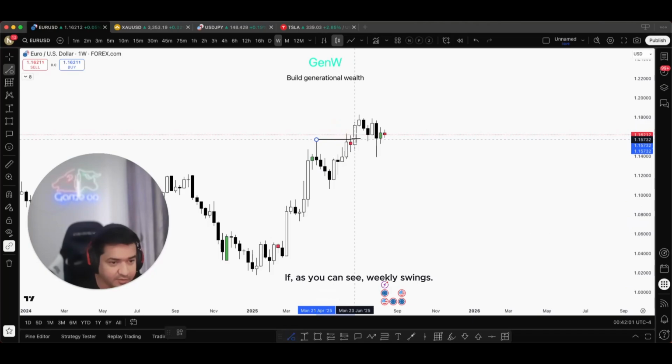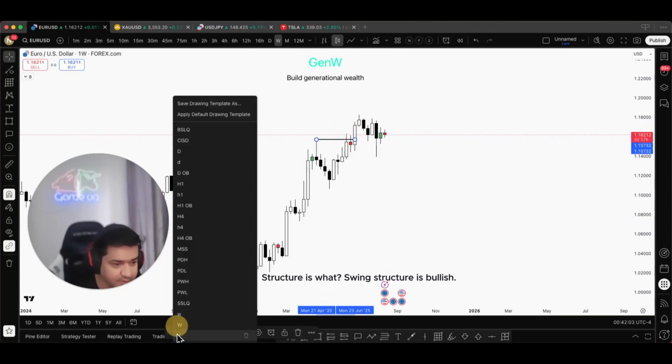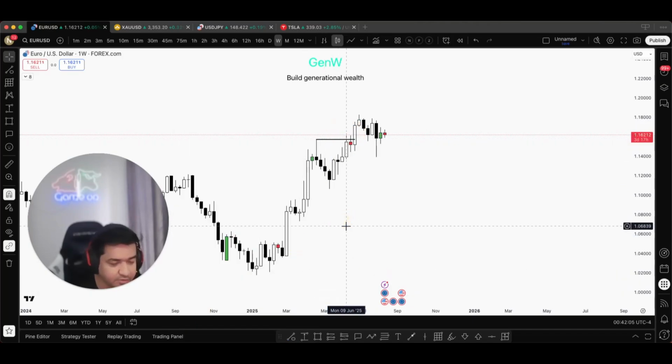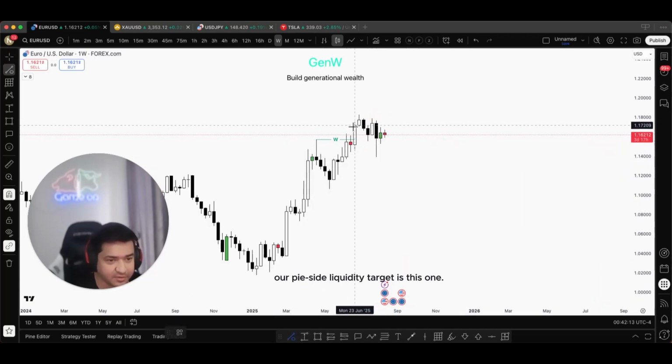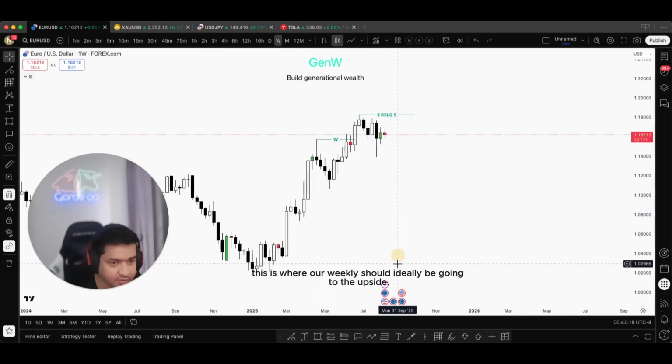As you can see, weekly swing structure is what? Swing structure is bullish. We have mitigated the discount area. There are no more FVGs left on this weekly structure. Our buy side liquidity target is this one. This is where our weekly should ideally be going, to the upside.